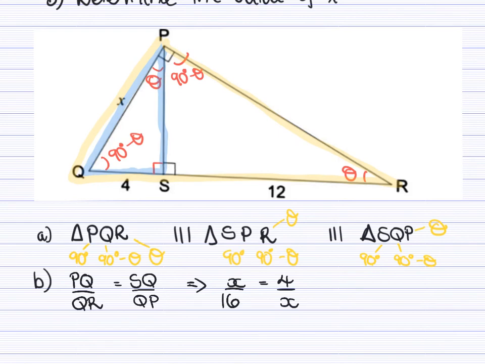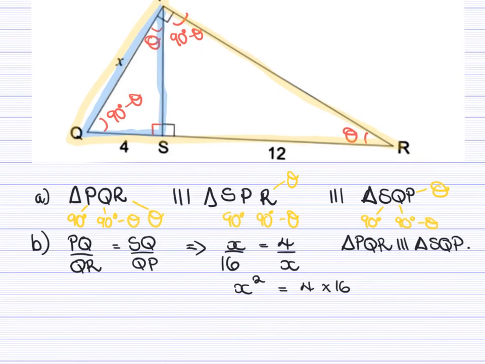Why were we able to do this? We were able to do this because triangle PQR is similar to triangle SQP. Remember, we showed that in the first question. We can now cross multiply. X squared would be equal to 4 times 16, which would then give x is equal to 8.